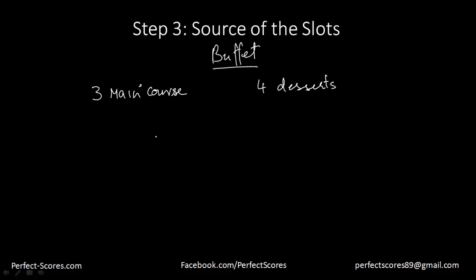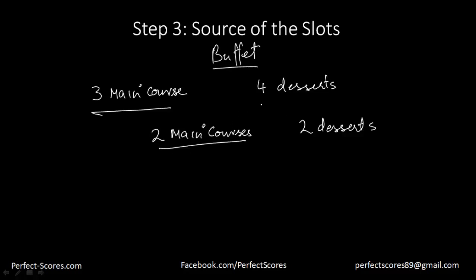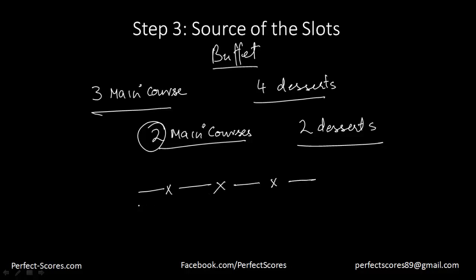Okay, now in how many ways can I choose 2 main courses and, let's say, 2 desserts? There are 3 main courses and I want to select 2 main courses. Out of 4 desserts I want to select 2 desserts. So how many choices do I have to make? I have to make 2 choices here and 2 choices here, right? So I will have 4 different slots to my answer.